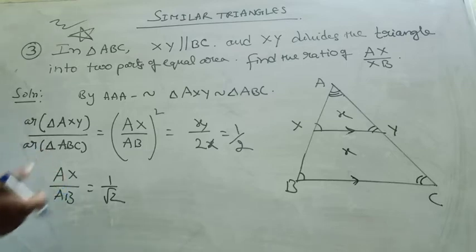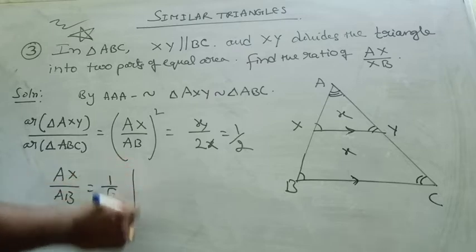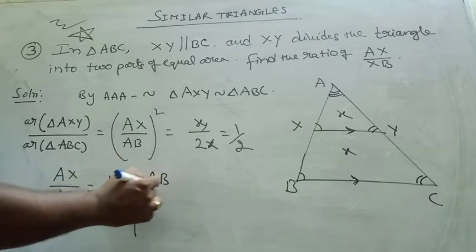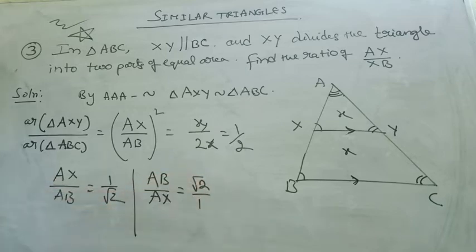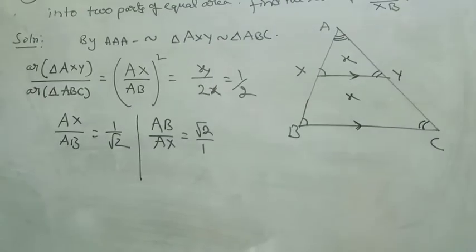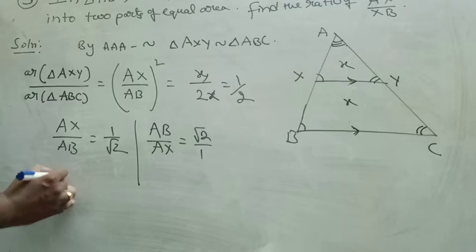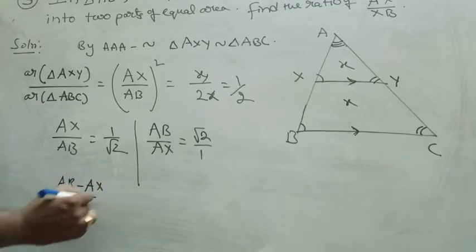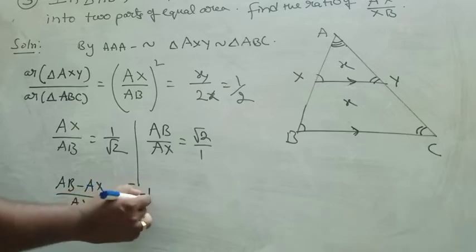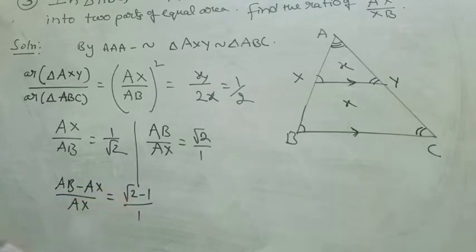But we need AX by XB, but we have got here AX by AB. Now let us take the reciprocal. If you take the reciprocal, AB by AX is equal to root 2 by 1. Now subtract 1 on both sides, then what are you going to get? AB minus AX by AX is equal to root 2 minus 1 by 1.